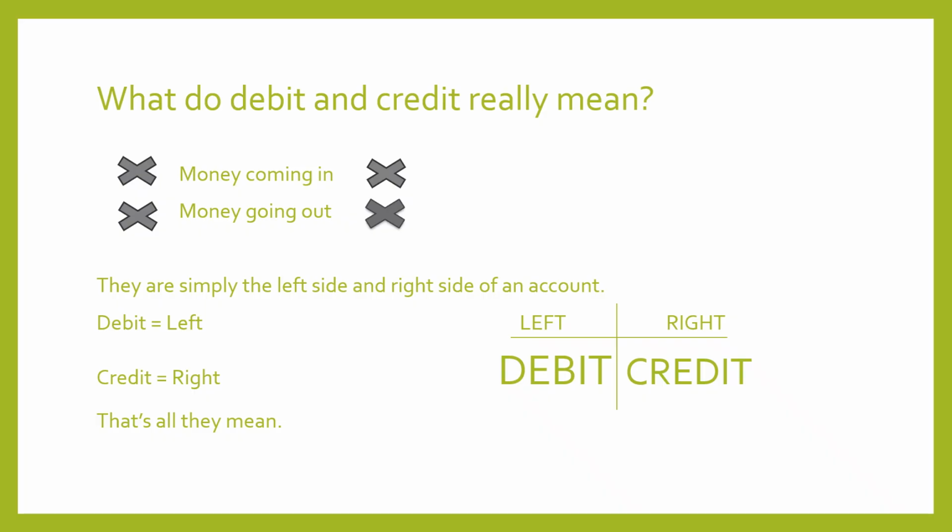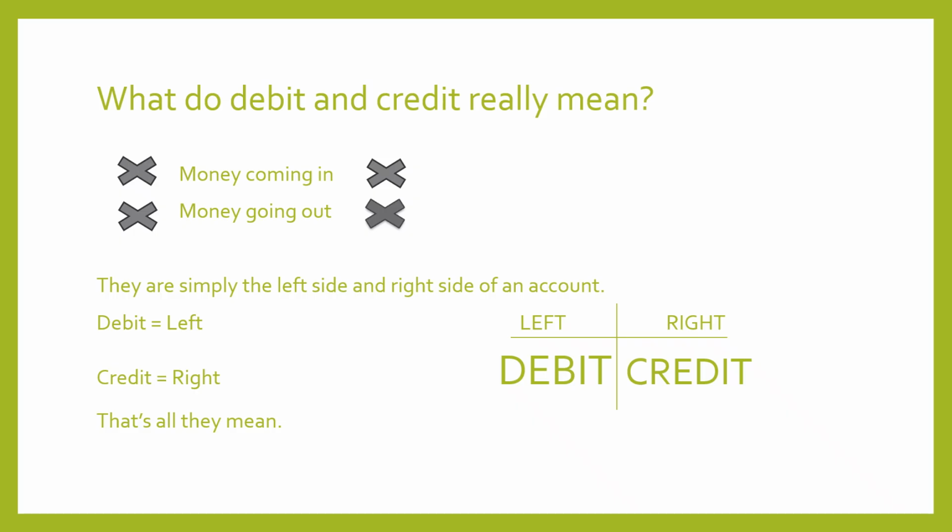Now, what do debits and credit really mean? Does it mean money coming in or money going out? No. Debit and credit does not literally mean money is coming in or going out. Or I'll say it means more than that. They are simply the right side and the left side of an account. The debit side is the left side, while the credit side is the right side.